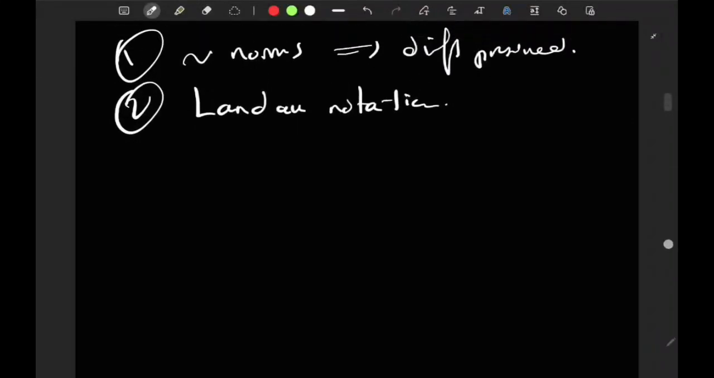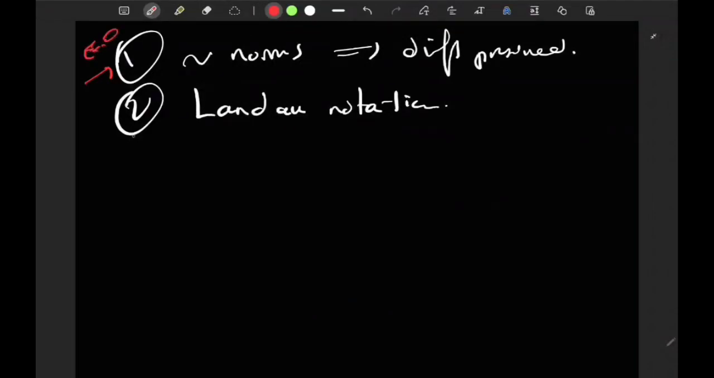As for the first one, I'm going to do it as an exercise. I'm going to do this as exercise number 0, just as a warm-up. And the Landau notation is what I'm going to be starting with today. I'm going to discuss this a bit.